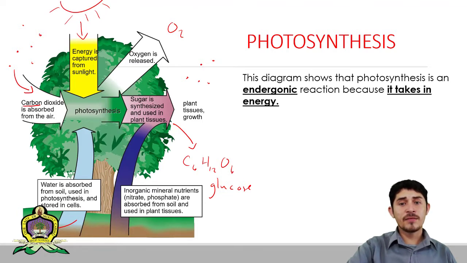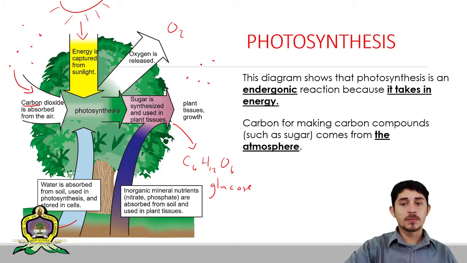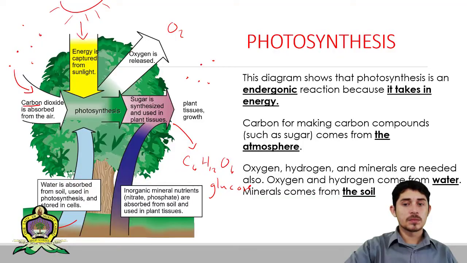And this is where everything comes from. So whatever light is absorbed from the sun is deposited into the glucose. That's why it is known as an endergonic reaction. So here you go.